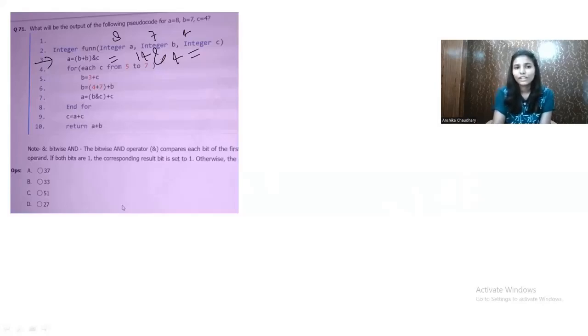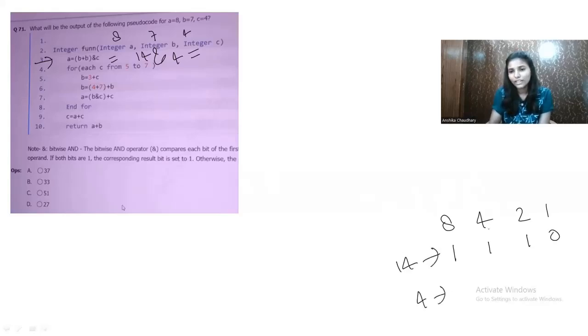So what is the binary format of 14 and 4? We can write 8, 4, 2, 1. This is a short trick to convert decimal to binary. To make 14, we take 8 and 4, which is 12, and 12 plus 2 is 14. So we mark the positions 1, 1, 1 here. Whatever numbers add up to make 14, we mark those places as 1 and the remaining place as 0. So this is the binary code for 14. Now for 4, 4 is enough to make 4, so 1, and the remaining places are 0.